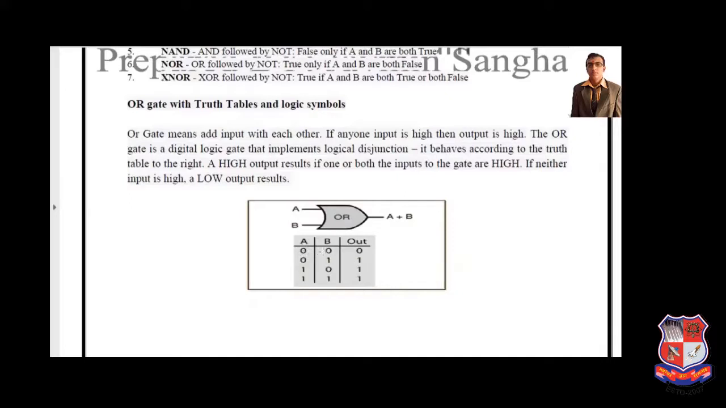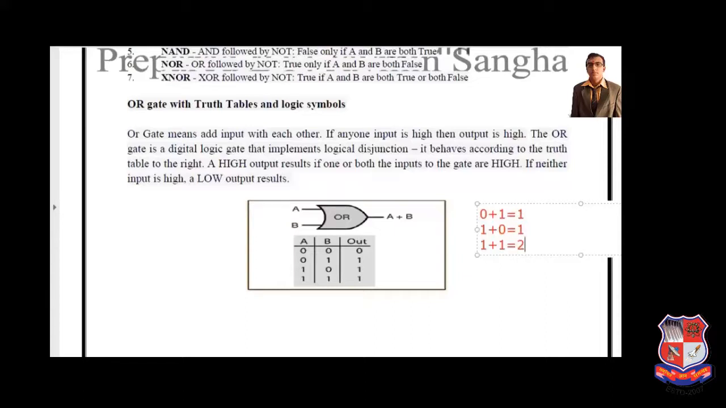Means what? If AB equal to 0 0, then output is 0. A equal to 0, B equal to 1, then output is 1. 0 plus 1 equal to 1. 1 plus 0 equal to 1, and 1 plus 1. 1 plus 1 represented in binary is 2.